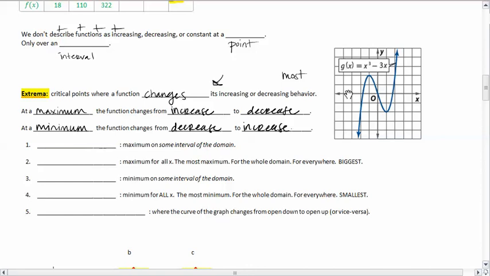We have different kinds of maximums and minimums. We can have a relative maximum, which is just a maximum on some interval of the domain, or you can have an absolute maximum.